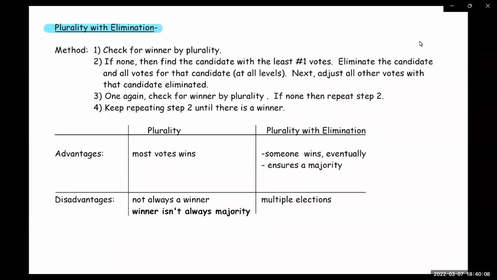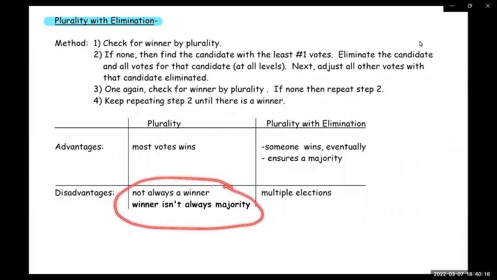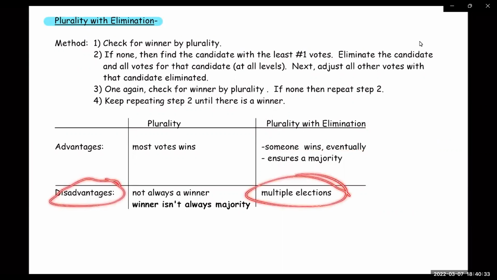So here's the advantages of plurality. The most votes wins. Here's the disadvantage of plurality. There's not always a winner, and the winner isn't always a majority. And the advantage of plurality with elimination is that someone will win eventually, and so that ensures a majority. The downside of that is that there's going to be multiple elections because you have to recount.